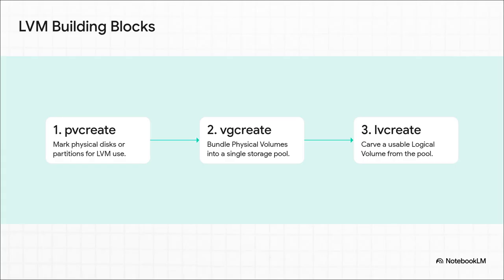So here's the flow. First, we use pvcreate. That's us telling Linux, hey, see this disk or this partition? It's now available for LVM. Second, we use vgcreate to bundle one or more of those physical volumes into one giant pool of storage called a volume group. And finally, with lvcreate, we get to carve out a chunk of that pool to create a usable logical volume. See? Simple. Physical disk to storage pool to usable volume.